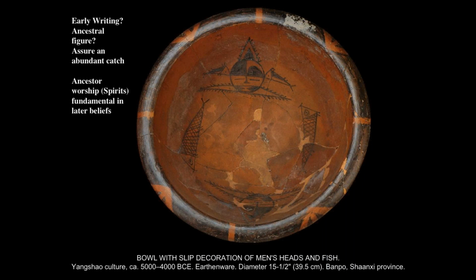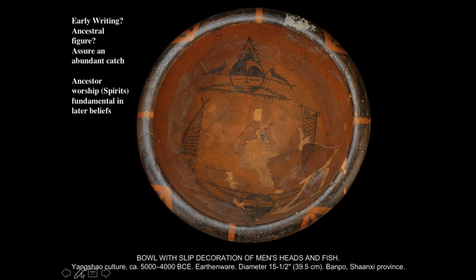Maybe those lines on the edge represent early writing. Maybe that figure that we see, that face, is an ancestral figure. We know that later on in China, they developed something called ancestor worship, where they worship spirits in the other world. And this, as I mentioned, becomes fundamental in their beliefs later on. So often when we don't have information about early cultures, we walk back. So perhaps this is the very beginnings of early writing, although I wouldn't say that this is writing. This is not complete enough. But maybe it's the start. And perhaps this is also the start of ancestor worship.